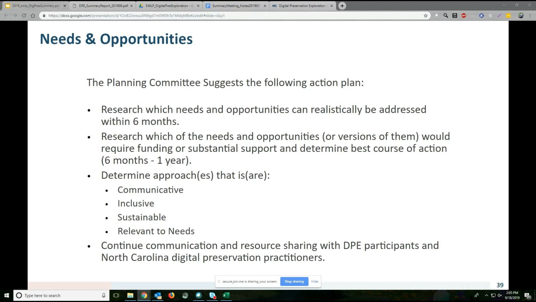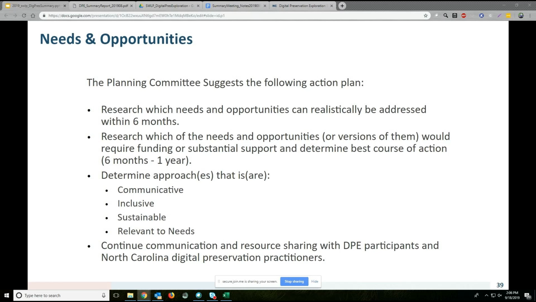So, what are the things we can immediately start working on that are the low-hanging fruit to start addressing needs and exploring? Let's research that. And then also, what's the stuff that might carry more weight and need us to focus, maybe write a grant or find more partnerships or investigate further. Regardless of that, we want to determine approaches that are communicative, inclusive, sustainable, and actually relevant to the needs discussed.